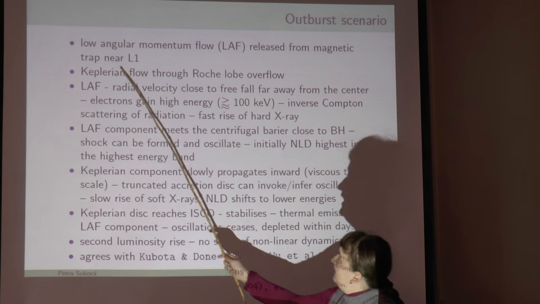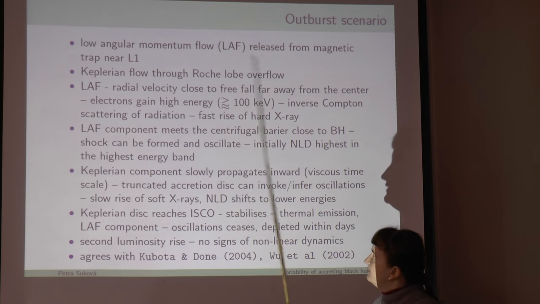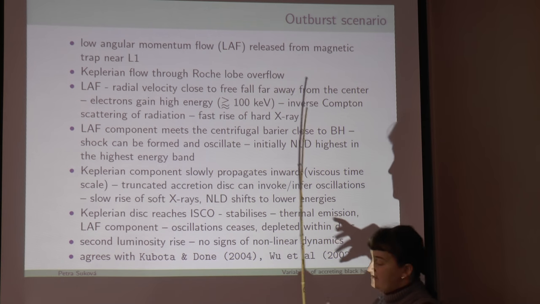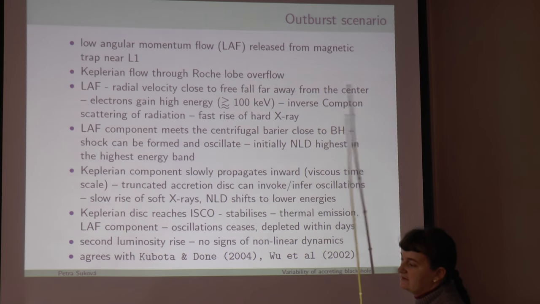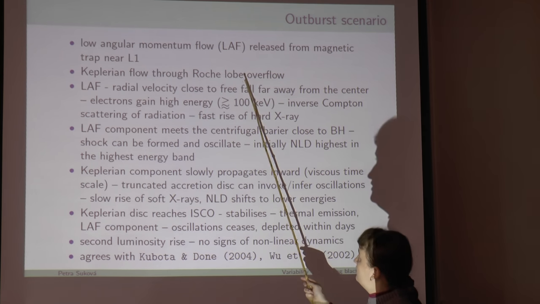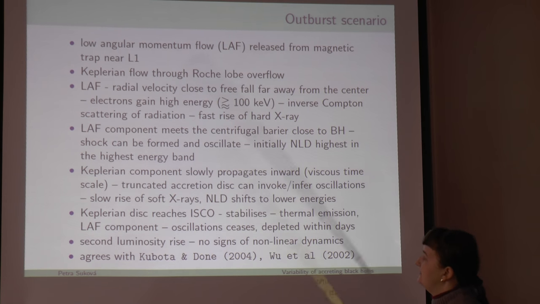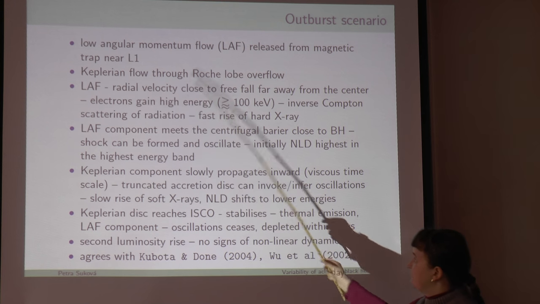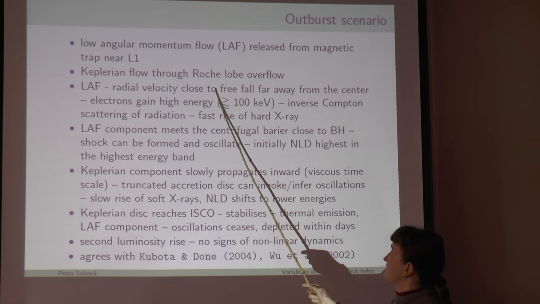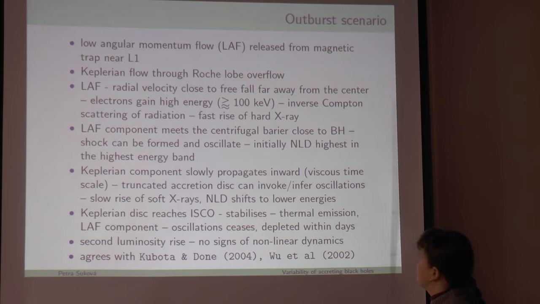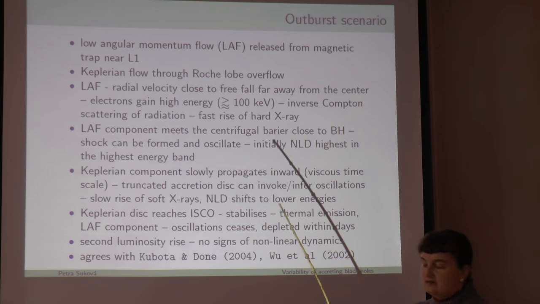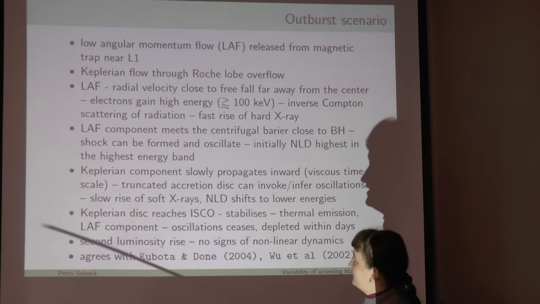black hole. And at the same time, we also have Keplerian flow, which means high angular momentum gas, which is starting to flow onto the black hole through the Roche lobe overflow. And now what's happening? The low angular momentum component has much higher radial velocity. The velocity is close to free fall, far away from the center. So it will reach down to the center more quickly than the Keplerian flow.